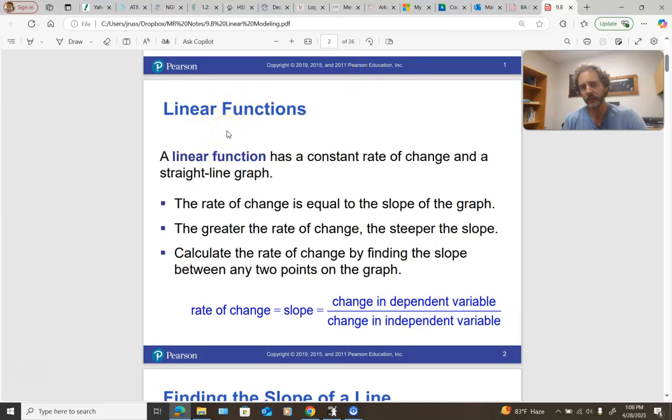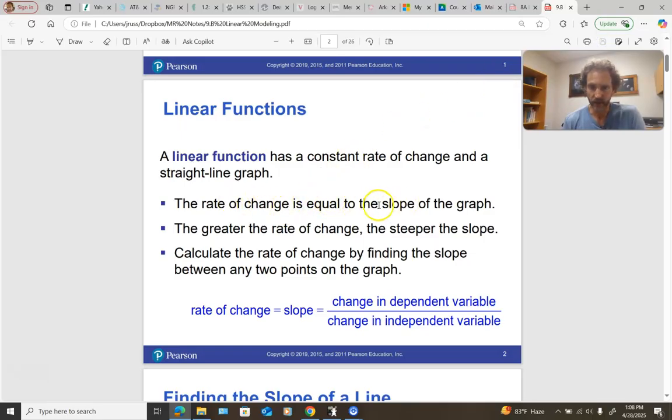We have seen the graphs of linear functions before. If you think back to 8a, there was an example of the population of a town that was growing linearly, so it literally was a straight line. The reason is because the rate of growth is unchanging. It's fixed every single year. So a linear function is going to have a constant rate of change, and graphically it's going to be a straight line.